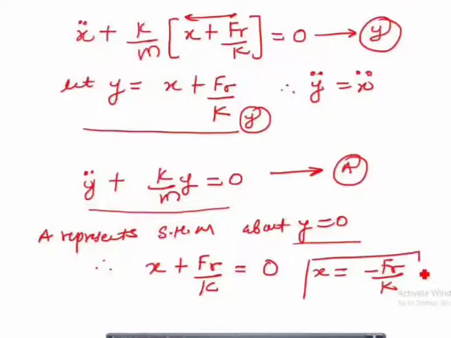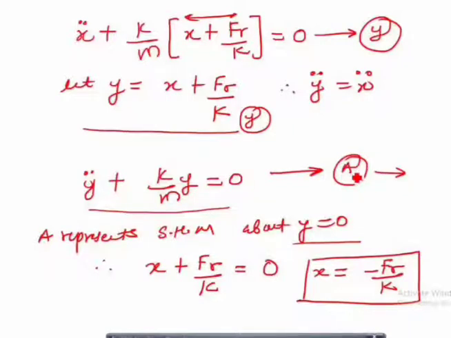So this is what I have got. This x is nothing but Fr divided by k minus Fr divided by k. For the first and fourth quarter cycle, I am getting x is equal to minus Fr by k. I will show you exactly what minus Fr by k and Fr by k mean in that particular cycle diagram. But now you understand that for the first and fourth quarter cycle I have got x is equal to minus Fr by k.